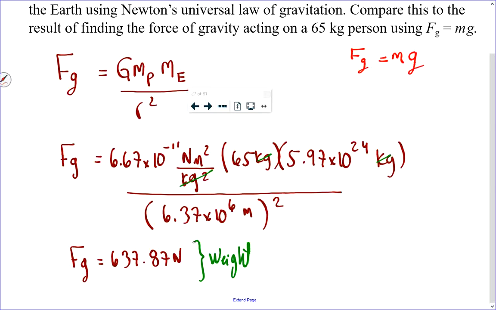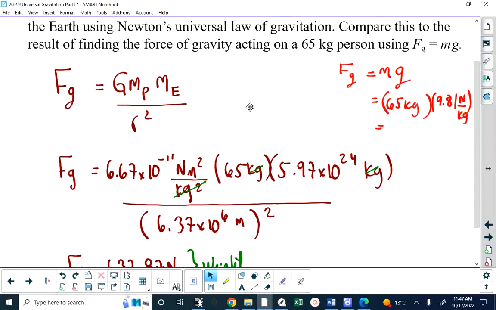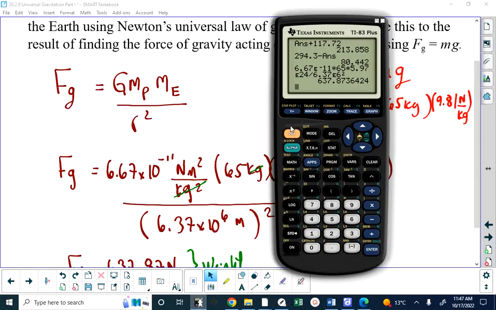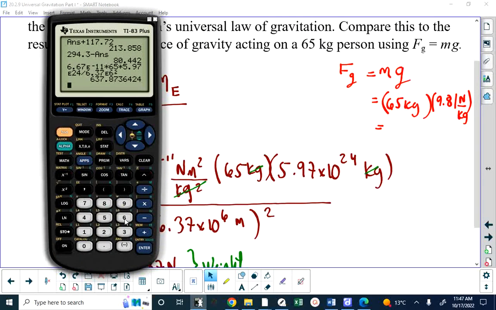We've been taught that you can calculate the weight of a person using F equals mg. Little g, not big G. So, what do we get? Let's take 65 kilograms multiplied by little g, which is 9.81 newtons per kilogram. 637.65.